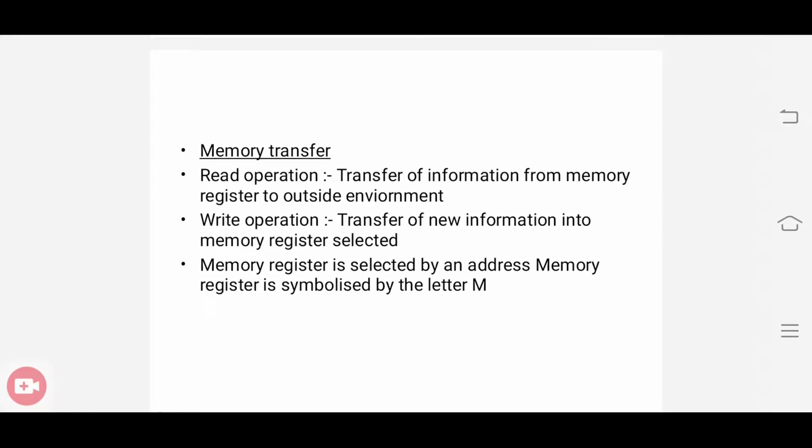And what are the memory transfer operations? Two types of operations are there. One is the read operation and the other one is the write operation. Read operation means it transfers information from a memory register to the outside environment, and write operation transfers new information into a memory register.